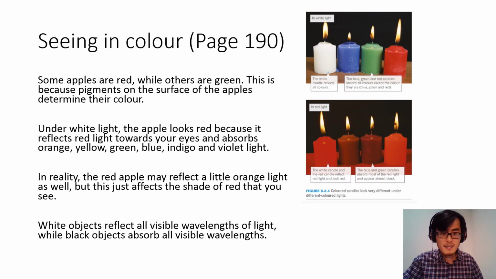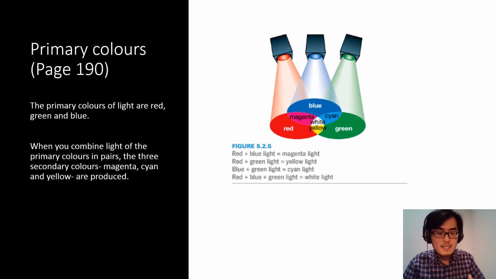Moving on to the next slide. Alright, so this slide is looking at primary colors. We know the three primary colors of light are red, green, and blue. And it says here, when you combine light of the primary colors in pairs, the three secondary colors, magenta, cyan, and yellow, are produced.